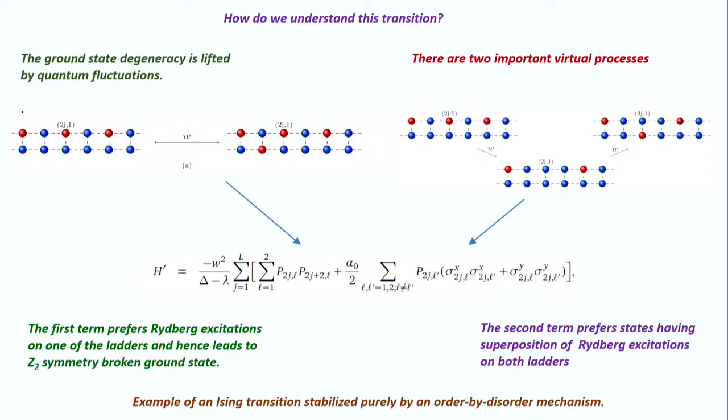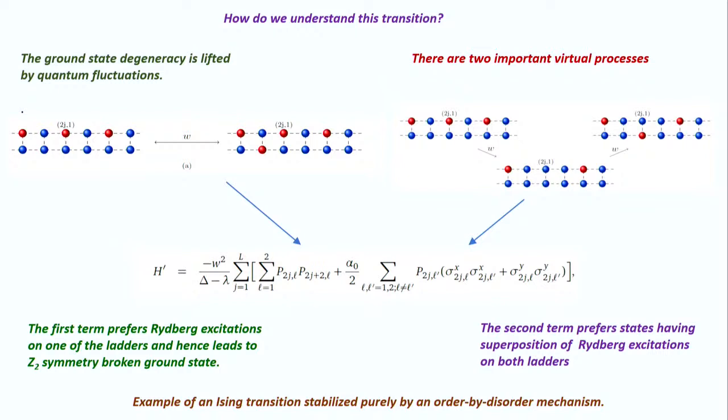But now the question is, why does this happen? To answer this, we did an effective perturbation theory, which tells us that there are two processes which give rise to the important contributions to this order by disorder mechanism. The first one is that you start from this ground state and create an additional Rydberg excitation here, on the square diagonal site, which is a Rydberg excitation on an odd site, and therefore a high energy state. But then in the next process you go back. This process can only happen if all the Rydberg excitations are on this side, because if there is anything nearby, you cannot create this excited state. Therefore this process prefers all the Rydberg excitations to be on one of the ladders.